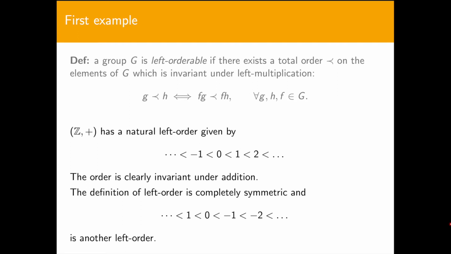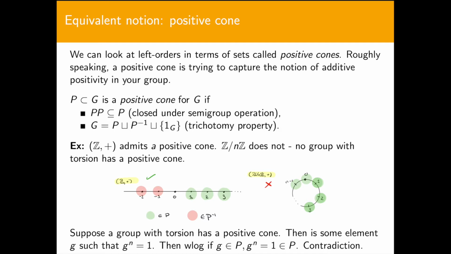So the order 1 is smaller than 0, smaller than minus 1, smaller than minus 2. That's also another order. So now let's define an equivalent notion, which are positive cones. We can look at left orders in terms of sets called positive cones. That way we don't have to keep track of every element being bigger than another, and we can just look at a set. Roughly speaking, a positive cone is trying to capture the notion of additive positivity in a group. So P is a subset of G, and it's a positive cone if P is closed under the group operation. You can imagine if you add 2 positive things, you get another positive thing. And also G is partitioned into the positives, the inverses of positives, and the identity element, which we call the trichotomy property.